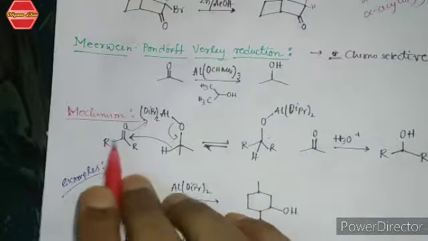Now this hydride is donated to this ketone center, and this oxygen is coordinated with aluminium, and this isopropanol is converted to ketone, while the other ketone is simultaneously reduced, and you get your final alcohol product. And that is how this product is formed.